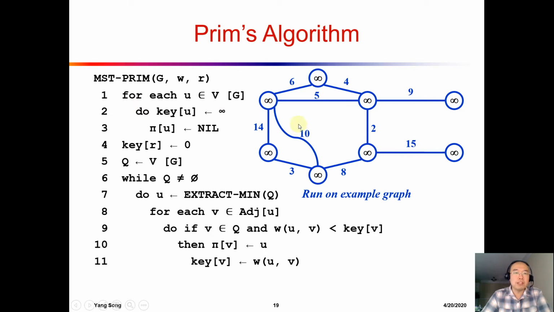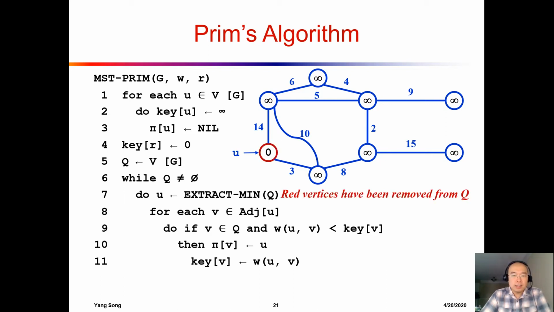Another thing I want to remind you: instead of showing the values in the pi, I will just use the red edges to show the references to the parents. So this is the first step after running the first three lines of code. We have infinities as the keys, and for the start point of Prim's algorithm, we set the key to 0, saying the cost to connect this node to the MST is 0, because this is the start point of the MST.